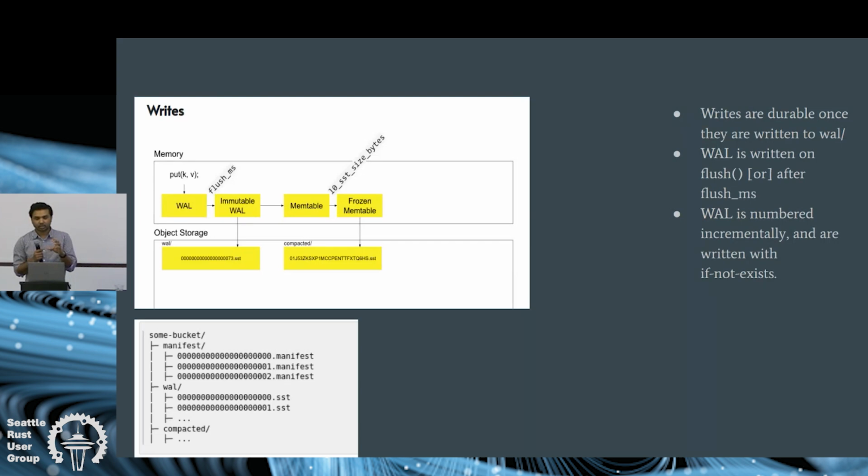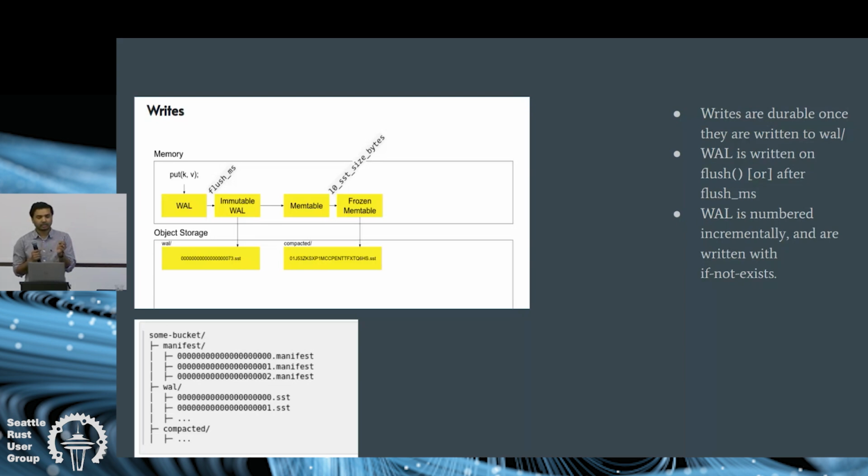There are two sections that you see here. One is the memory section. The second is the object store section. When you do a put, all the data is in the in-memory structure called the WAL in this picture. And at some frequency that's defined by the user, that's written to the object store in the folder called WAL. Here we see 73.sst. That's the first write that happens to object storage.